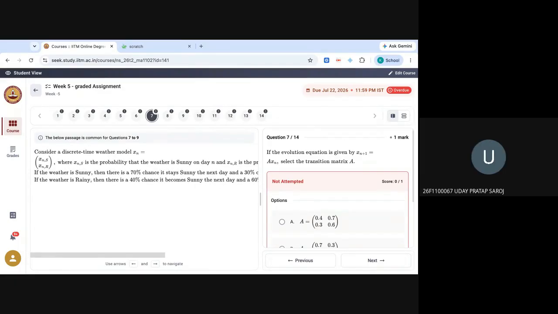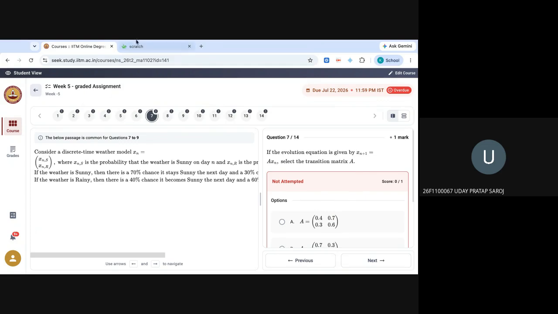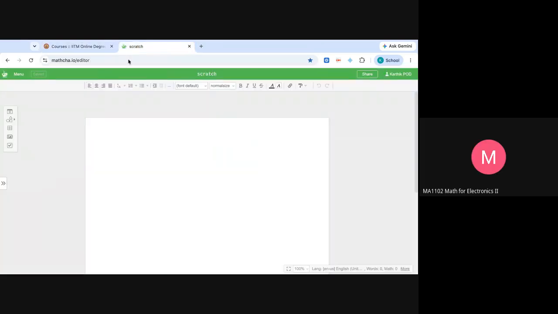So when I was doing it, I was getting the opposite order. The main diagonal from the answer remained the same, 0.7, 0.6 as it should be, but the order of 0.4 and 0.3 was reversed in my answer. All right. So let me just draw this table.